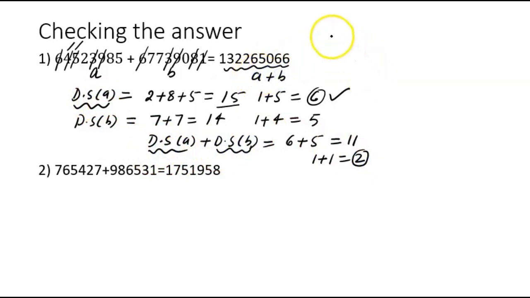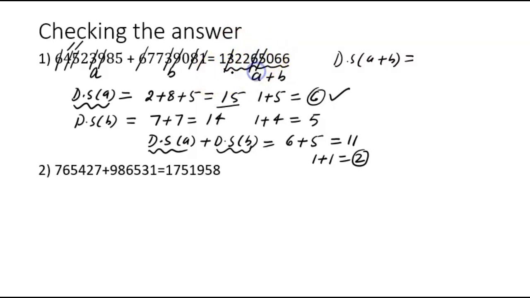So I am going to calculate the digit sum of A plus B. So what will be the digit sum of A plus B? To calculate it, again we are going to follow the same process. We are going to cancel those numbers which add up to 9. So here we have a 3 and here we have a 6. So these are adding up to 9, so I cancel.